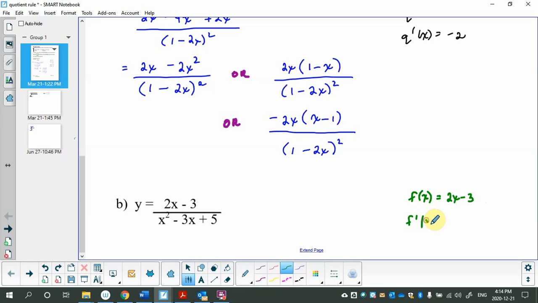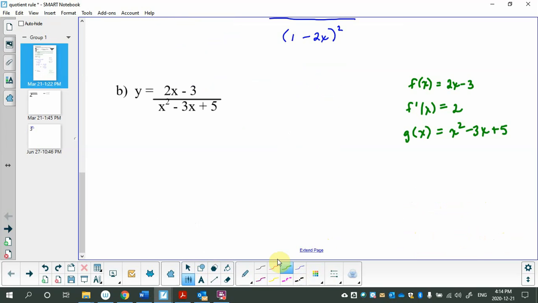For this one, I'll finish the derivatives as I go. So there, and then g at x is equal to x squared minus 3x plus 5. And as I said a second ago, this is starting pretty simply because there is no power of a function on either the numerator or the denominator.